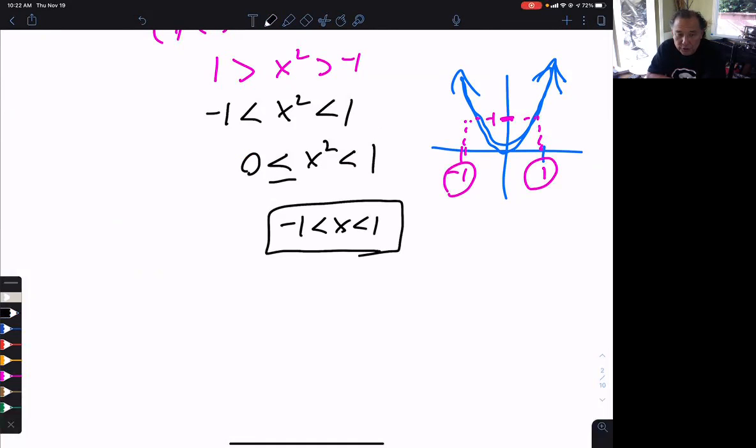I'm actually looking up videos on working with inequalities and square roots and things like that. And there's actually things you can do with this. But that kind of explains how you get negative 1 to 1 on that. Okay, so that's that one. We are done.